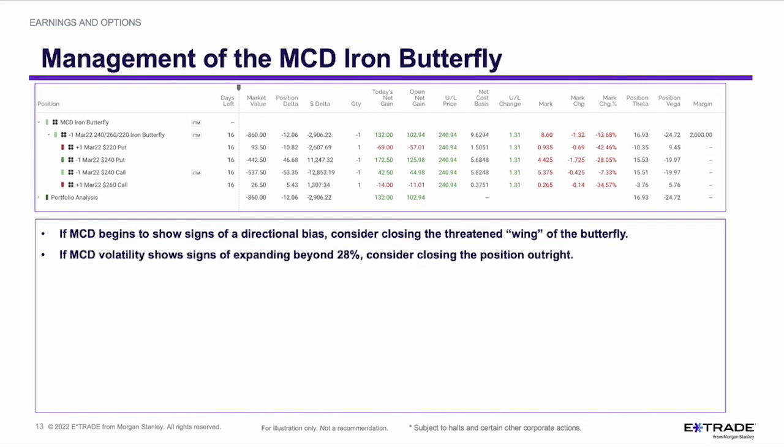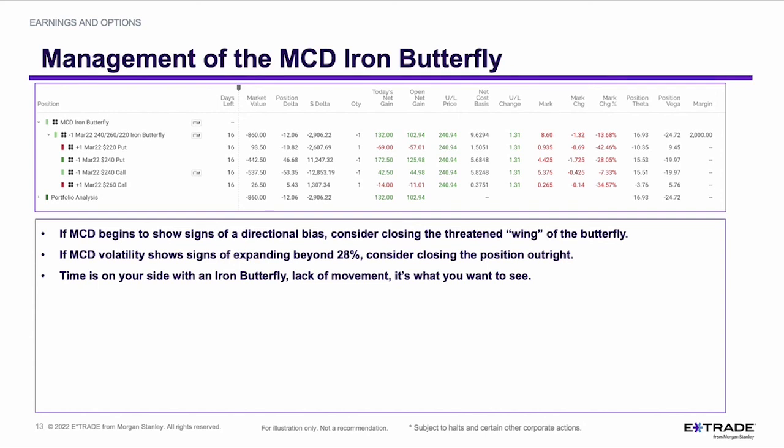If McDonald's volatility is showing signs of expanding, remember this trade benefits from a contraction of volatility. So if it's showing signs of expanding beyond that 28% volatility, that may be an indication to just close the trade outright. Remember, volatility is going to be the top driver of the profitability or the lack thereof with this trade. So if you're seeing that expansion, just consider closing out both sides. Just undo the trade, whatever you did to put the trade on, reverse those actions, and that will close the trade out.